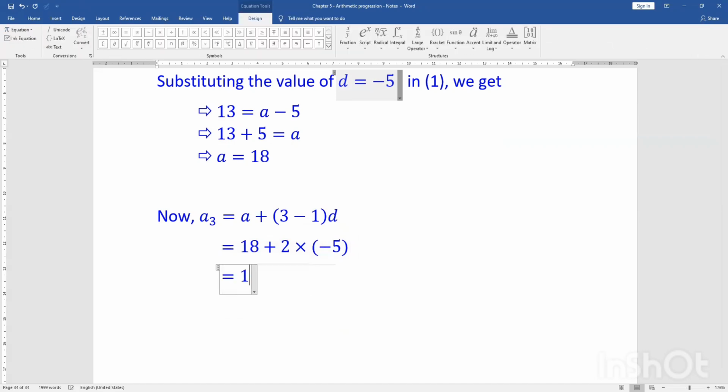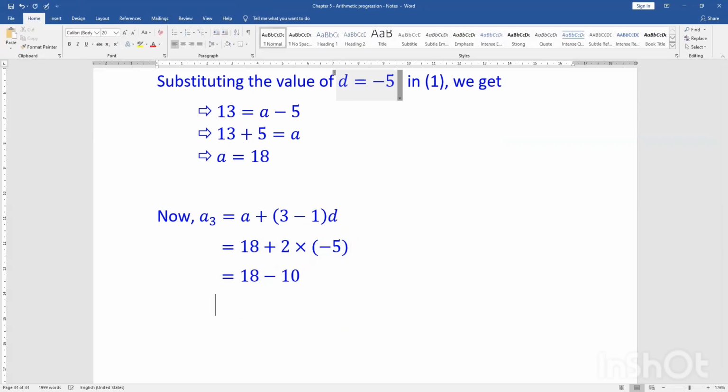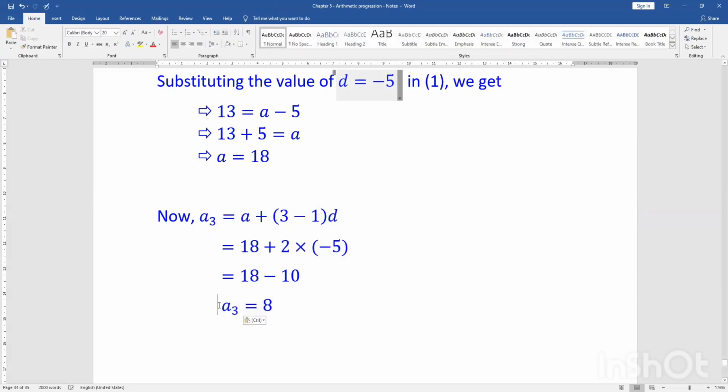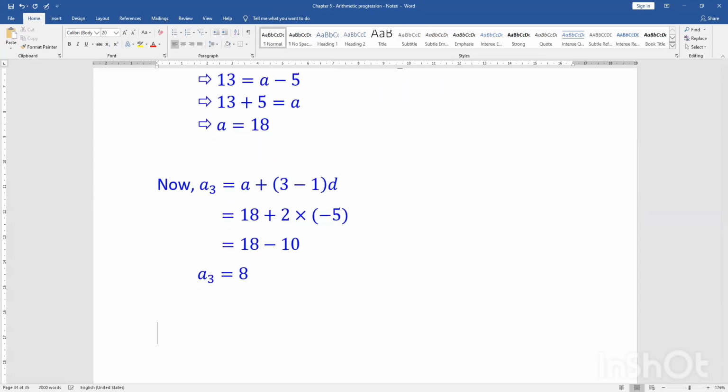It's equal to 18 minus 10, should give you how much? 18 minus 10 will be 8. So A3 is equal to 8. Right, children? Okay. And you can go through the videos once again in order to get a full clarification of the problems. Okay. Right, children? Now we move on to the next question.